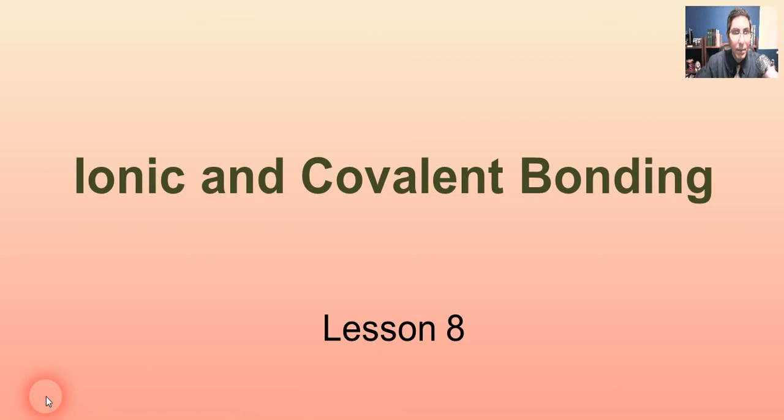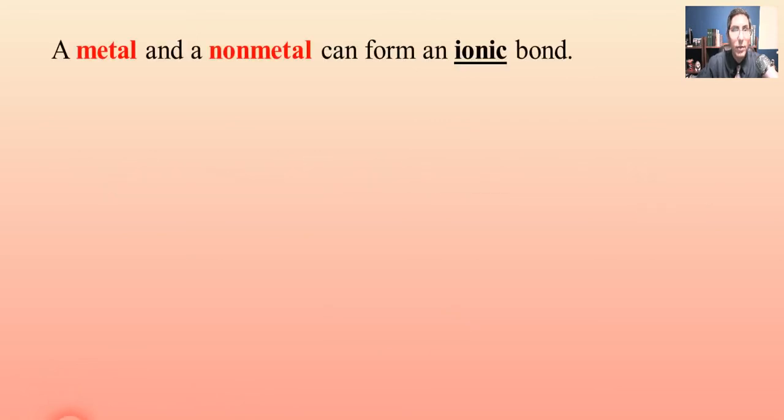Now, when we talk about ionic bonding specifically, we know that metals and nonmetals form ionic bonds. So just in case you've forgotten, metals are those elements that are found on the left side of the periodic table, and nonmetals are generally found on the right side of the periodic table.